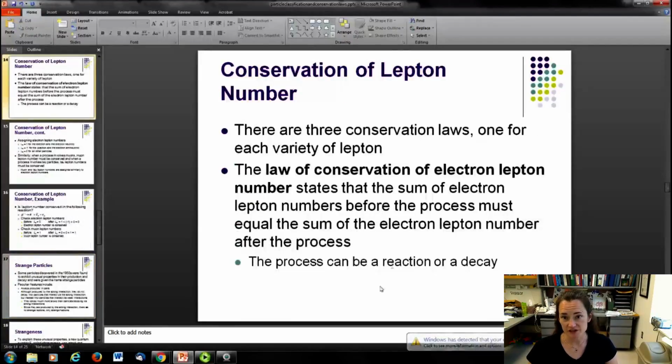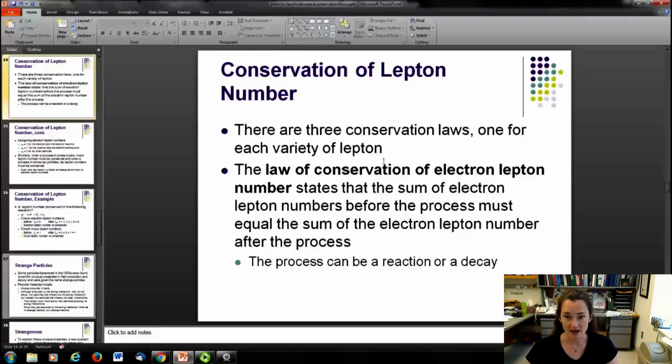Okay, the next conservation law is the conservation of lepton number. So we have conservation of baryon number, and we have conservation of lepton number. Now, I'm kind of fibbing here. It's not really one conservation law. It's actually 3, because there's 3 varieties of leptons. There's the electron, the muon, and the tau, and their associated neutrinos.